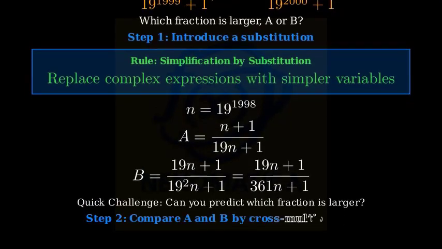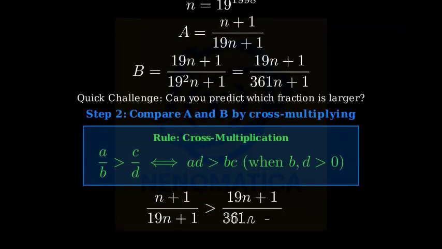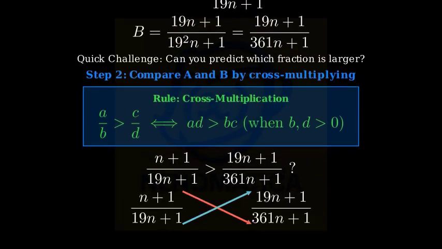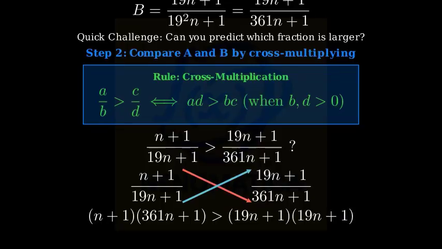For step 2, we'll compare the two fractions by cross-multiplication. We want to determine whether a is greater than b. So we need to check if n plus 1 divided by 19n plus 1 is greater than 19n plus 1 divided by 361n plus 1. To compare fractions, we cross-multiply. This means we multiply the left-hand numerator with the right-hand denominator and compare that to the product of the left-hand denominator and the right-hand numerator. This gives us n plus 1 times 361n plus 1 is greater than 19n plus 1 times 19n plus 1.